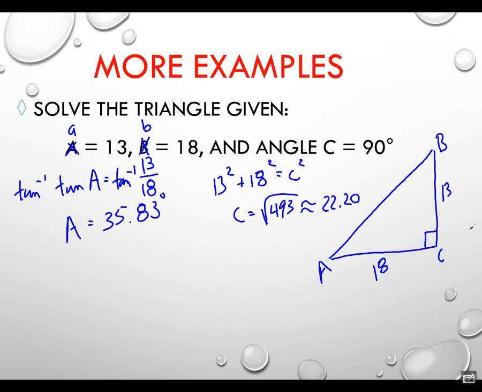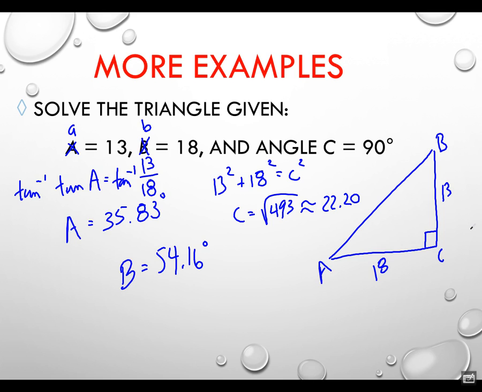How did you find B, Christian? I added together A and C and then subtracted that from 180. Beautiful. And got what? 54.16. Nice. Let's give it up. Good. Anybody do it differently?